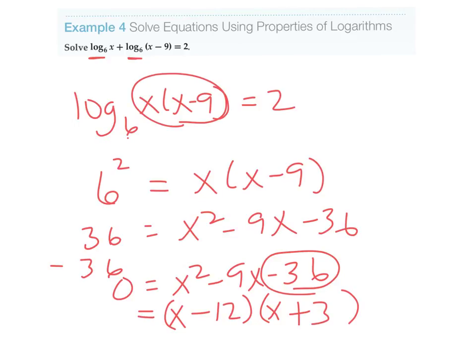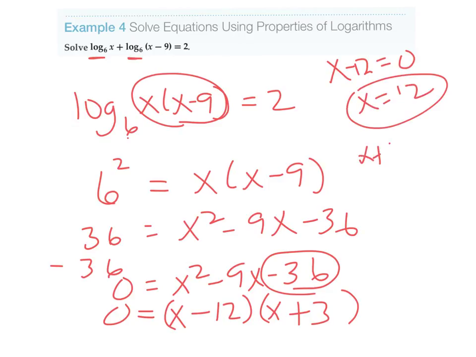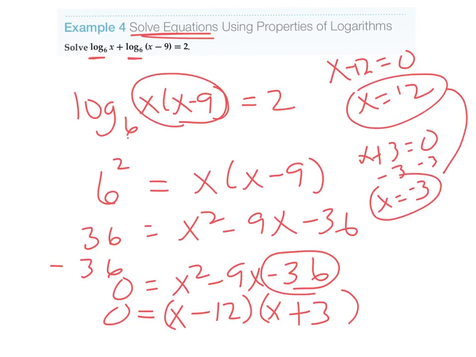Now this doesn't mean it's solved. I've just factored it. To solve it, I have to set each factor equal to 0 and solve. So x minus 12 equals 0 gives one answer, 12, and x plus 3 equals 0, subtract 3, I get negative 3. And so my two answers are 12 and negative 3. And that's solving using the properties.